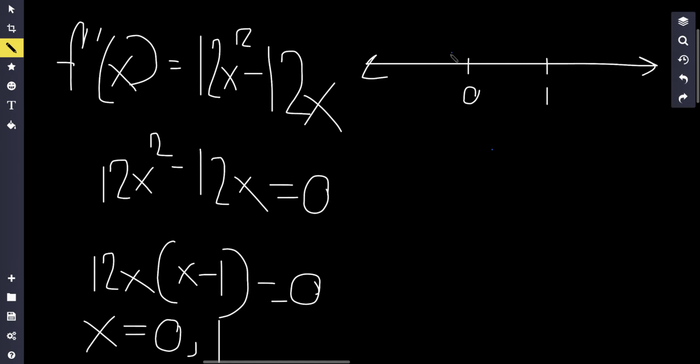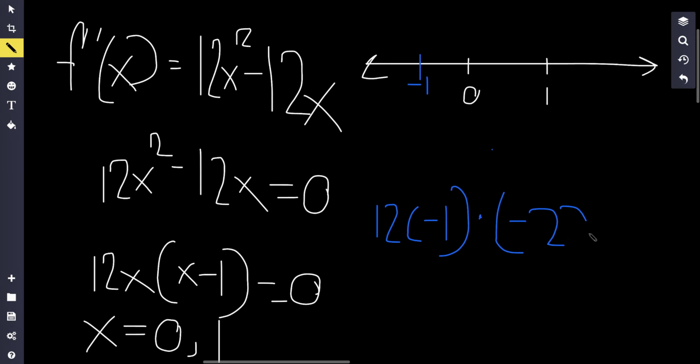We test a number from each part of this number line to see if it's concave up or concave down. So let's say I plug in -1. It might be easier if we plug -1 into our factored form. I'm going to get 12 multiplied by -1, and then this is multiplied by -1 minus 1, so -2. So 12 times -1 is -12, and then the negative makes a positive.